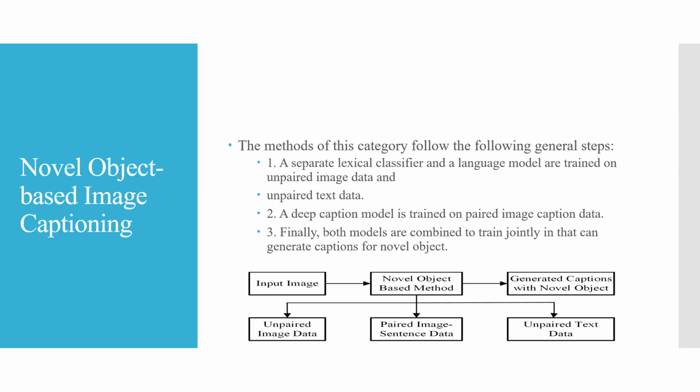Novel object-based image captioning. The methods of this category follow the following general steps. A separate lexical classifier and a language model are trained on the unpaired image data and unpaired text data. A deep caption model is trained on paired image caption data. Finally, both the models are combined and trained jointly so they can generate captions for novel objects.